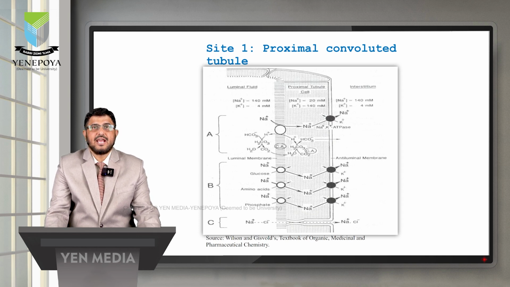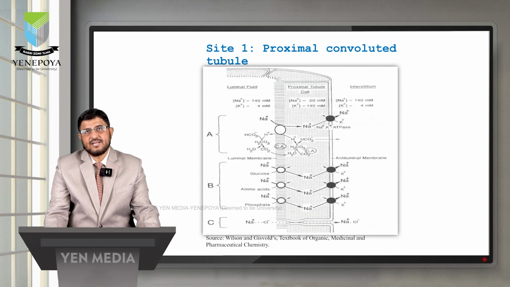This hydrogen ion and sodium will be exchanged. So, this part is called the sodium proton co-transporter, where the exchange takes place between sodium and hydrogen ion. So, sodium is reabsorbed. This proton then combines with the bicarbonate present in this fluid and forms carbonic acid. This carbonic acid is catalyzed by the enzyme carbonic anhydrase, which breaks it down into water and carbon dioxide.